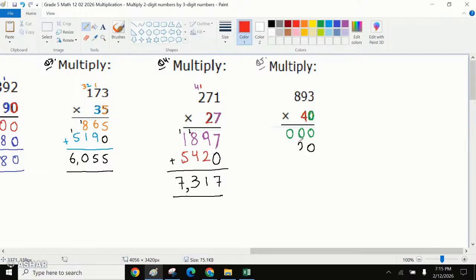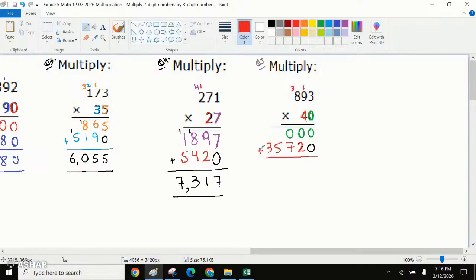4 multiplied by 3 is 12, right? 4 multiplied by 9 is 36. 36 plus 1 is 37. 4 multiplied by 8 is 32. And 32 plus 3 is 35.